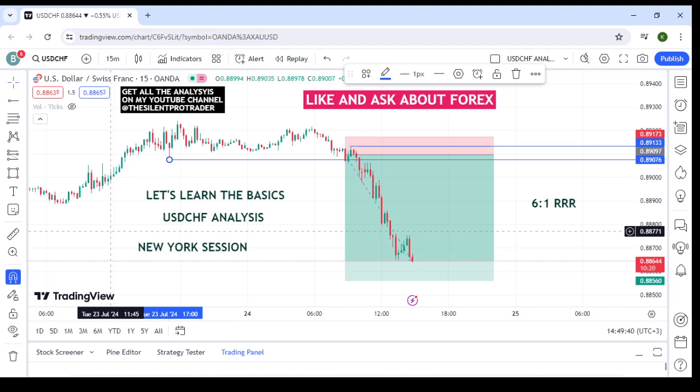Other crosses. AUD-CAD, or the Aussie Loonie, or Aussie CAD, AUD-CHF, or the Aussie Swissy, AUD-NZD, or the Aussie Kiwi, CAD-CHF, or the Loonie Swissy, or CAD Swiss, NZD-CAD, or the Kiwi Loonie, or Kiwi CAD, NZD-CHF, or the Kiwi Swissy.